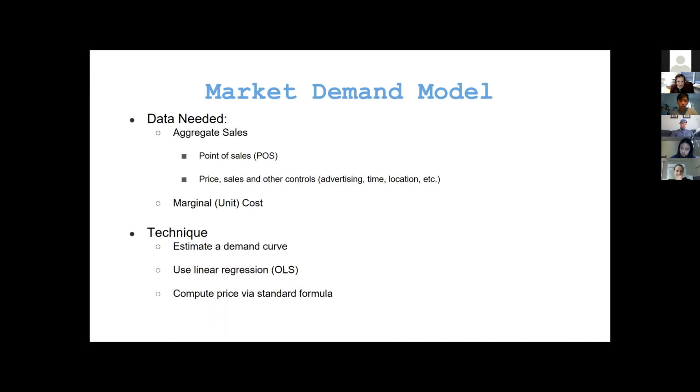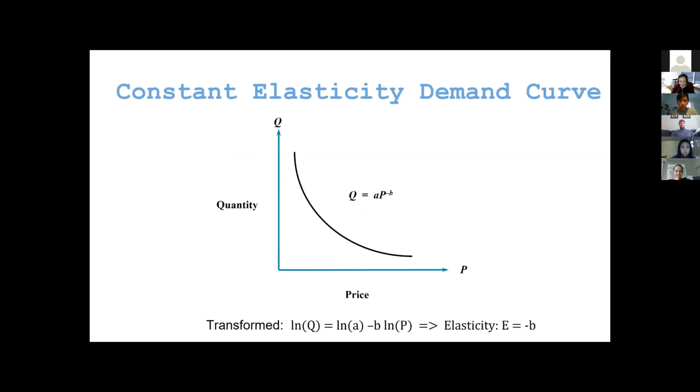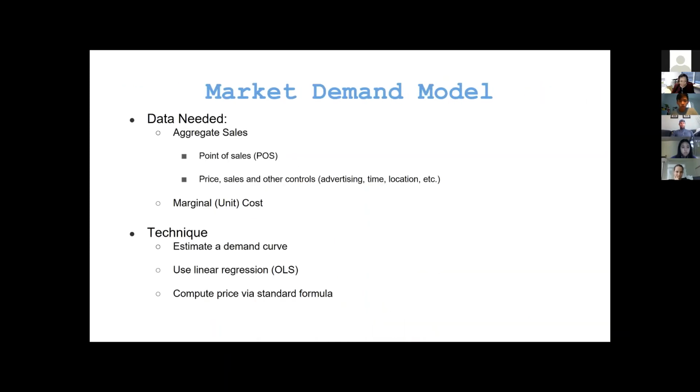You're also going to want to know, if it applies, what the marginal cost is per unit of the item that you're selling. And so the technique you would use in this market demand model is you're going to estimate a demand curve. It's going to be something that looks like this or something else as an example. And you're going to use linear regression, which now everybody's familiar with from the market mix models, to compute what might ultimately be your optimal price using a standard formula.